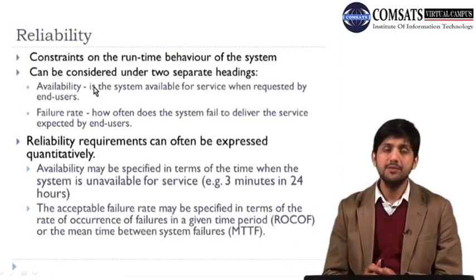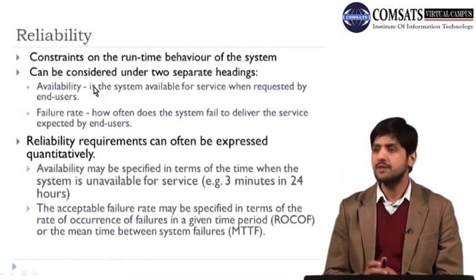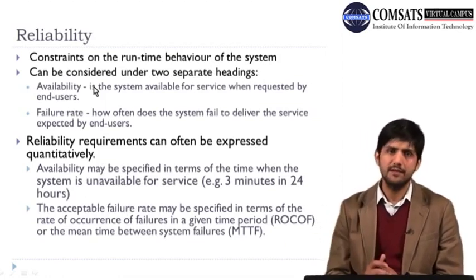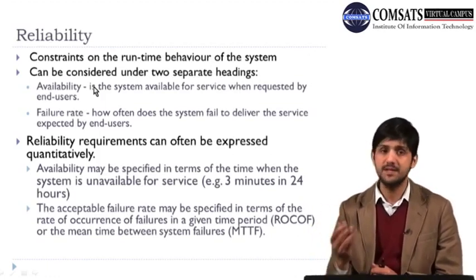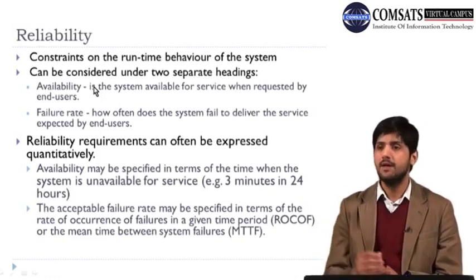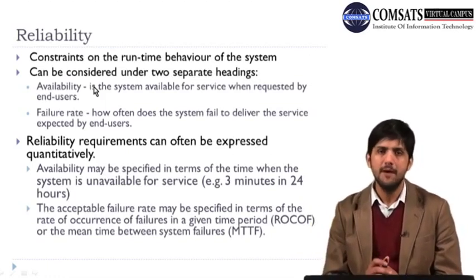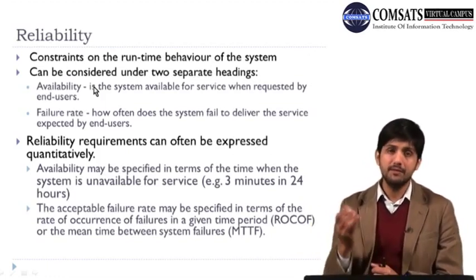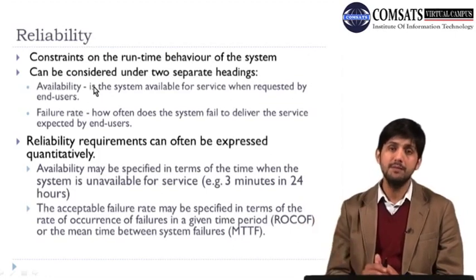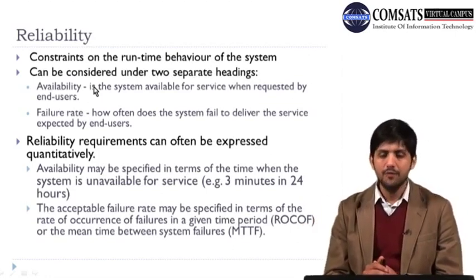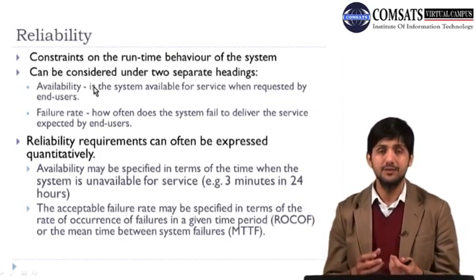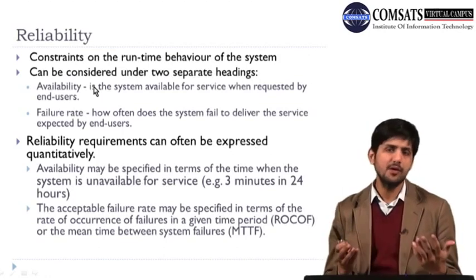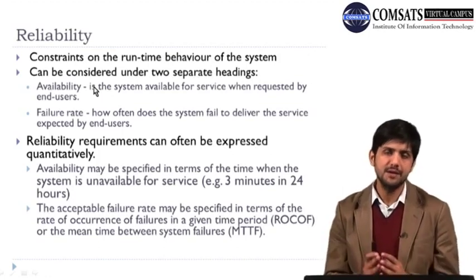For example, if the system has to pull some data from somewhere, then the system should always be up getting that information. If, let's say, there are some sensors deployed and they are sending some very critical information to the system 24/7, then our system should be available 24/7. If it's not, then maybe we will miss some very key information. And second is the failure rate: how often does the system fail to deliver the service expected by the end user? So you see, they are very similar, or they can be used interchangeably.